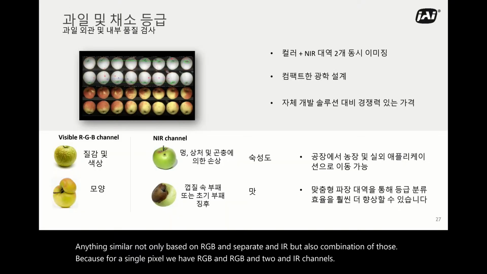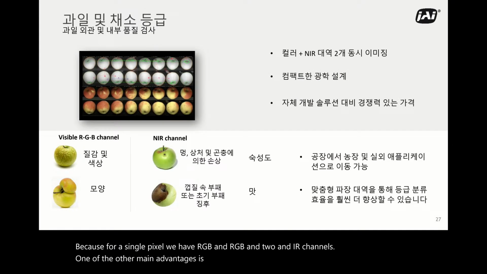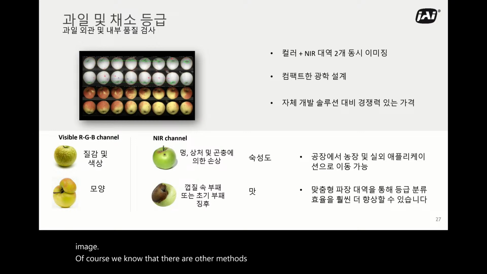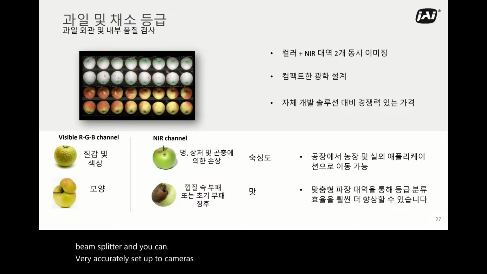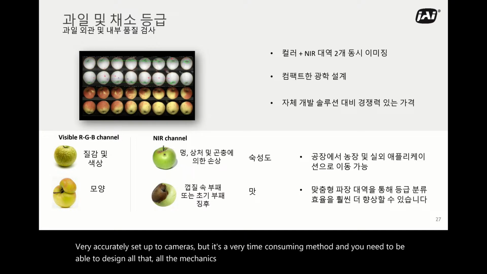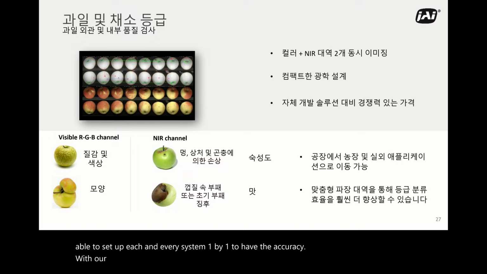One of the other main advantages is that basically you have a single camera to combine RGB and NIR imaging. Of course, we know that there are other methods to achieve that. You can combine two separate cameras, one with a monochrome sensor, one with a Bayer filter sensor. You can use a beam splitter, and you can very accurately set up two cameras, but it's a very time-consuming method, and you need to be able to design all the mechanics, all the adjustment possibilities, and you need to be able to set up each and every system one by one to have that accuracy. With our Fusion camera, you just take the camera off the shelf and you have matching pixels, you have matching data for all sensors in your camera.